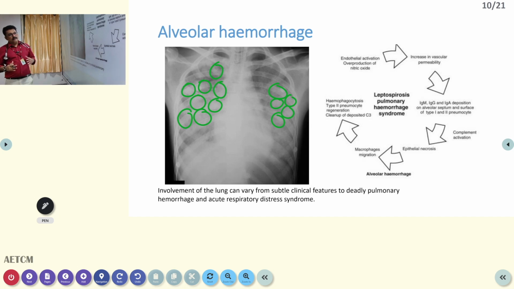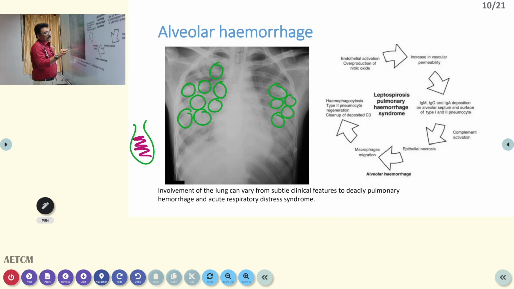This can be simply ARDS, but if it is ARDS, it's only leaking of the contents from the vascular compartment. But here in pulmonary hemorrhage, actual blood itself is coming into the alveoli. So suppose this is your alveoli, full of blood. So there will not be any oxygenation to the tissues. Through the alveoli, oxygen cannot enter your circulation. So these types of patients will deteriorate very fast. Pulmonary hemorrhage is one of the strong determinants of high mortality in leptospirosis.